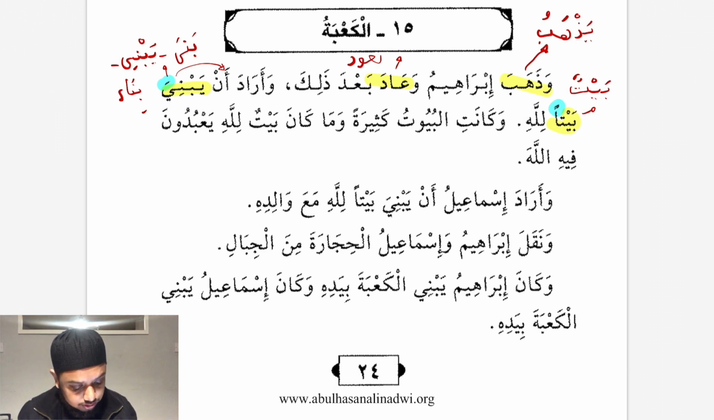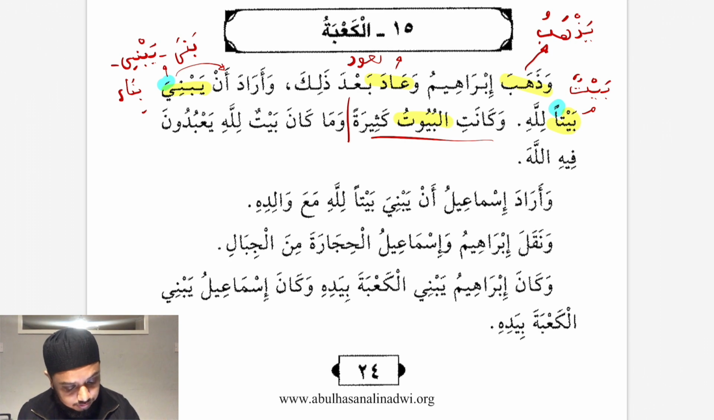وكانت البيوت كثيرة وما كان بيت لله يعبدون فيه الله. This is a bit more of a longer sentence, so we will break it down. First, we will translate وكانت البيوت كثيرة. وكانت, and there was, البيوت, houses, كثيرة, many, and there were many houses.